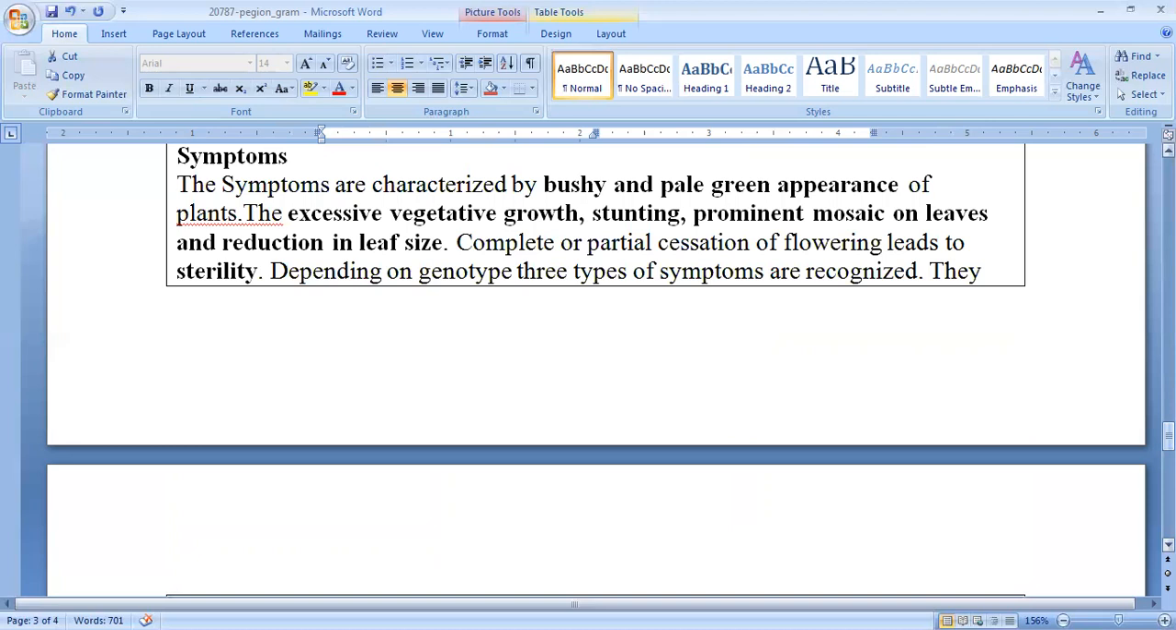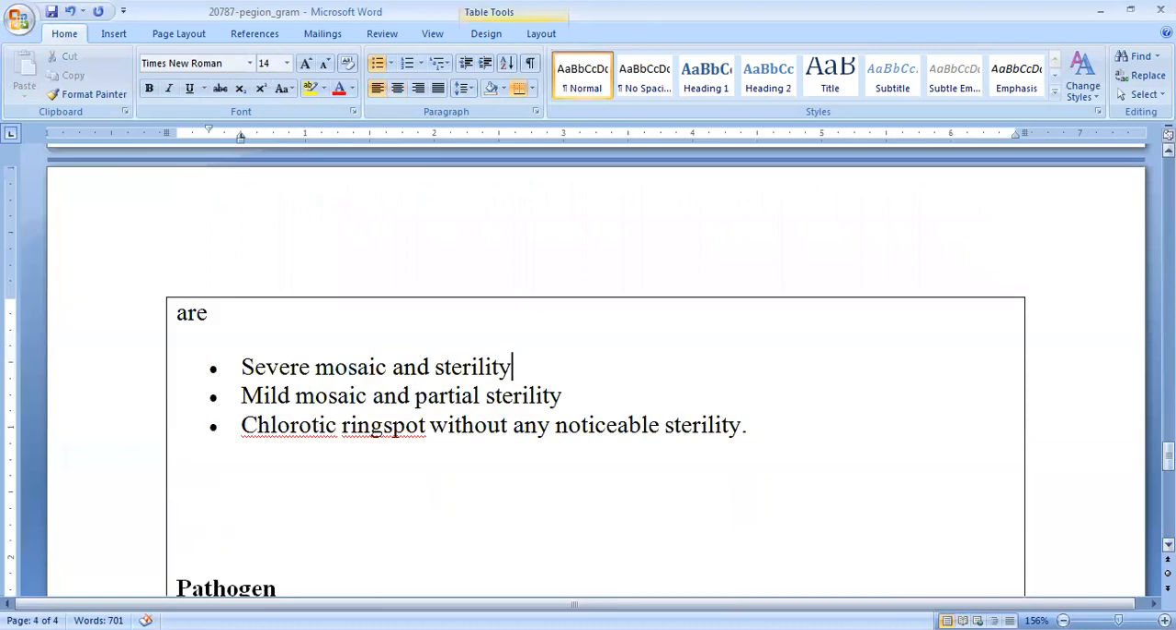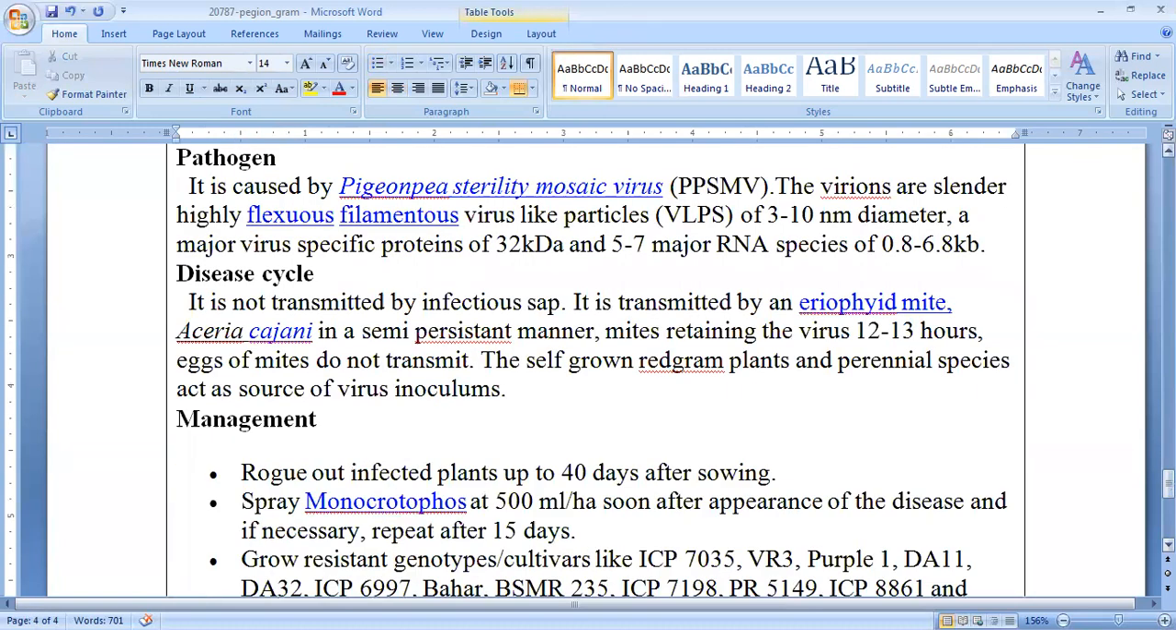Now, three types of symptoms are seen. Either it is severe mosaic and sterility, or mild mosaic and partial sterility, or chlorotic green spots without any noticeable symptoms. The pathogen, as already said, is the pigeonpea sterility mosaic virus. They are flexuous filamentous virus-like particles, and the weight is 32 kilodaltons. Size is 3 to 10 nanometers in diameter, and they are RNA species.